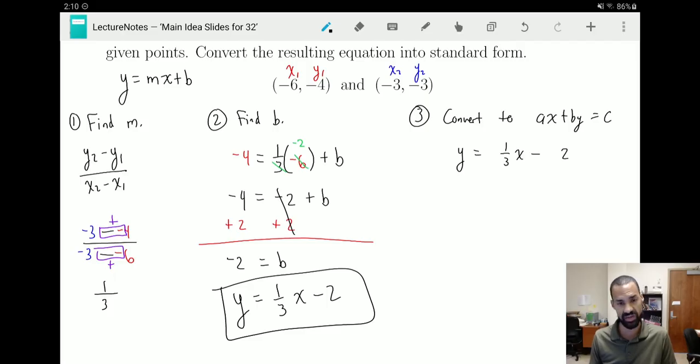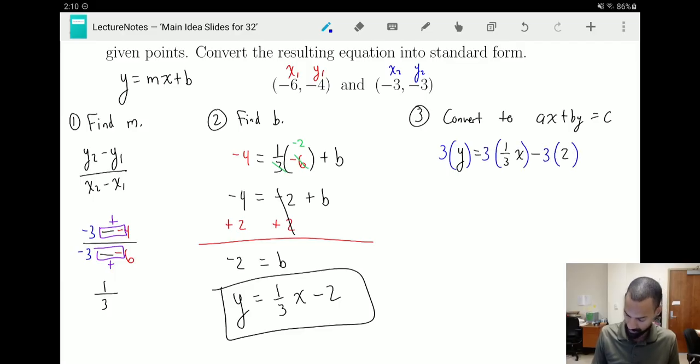Okay, so here's a trick. Anytime you want to get rid of a fraction in the middle of an equation, okay, multiply everything by the denominator. If you have more than one fraction, multiply by the common denominator. Okay, so I multiply all 3 terms here times 3. I'm multiplying the terms individually by 3. 3 times y is 3y. 3 times 1/3, well, the 3's would cancel, leaving me with 1x. And 3 times 2 is 6.